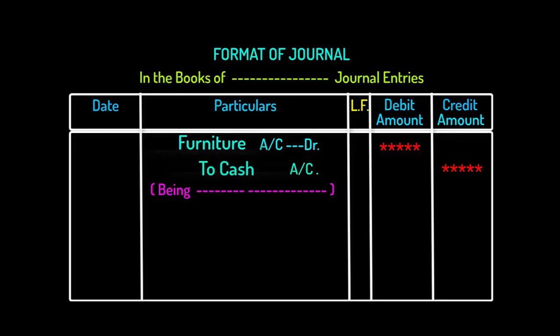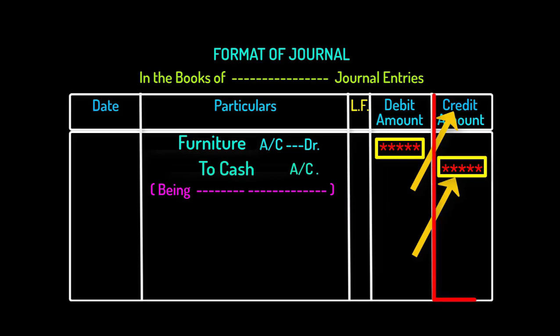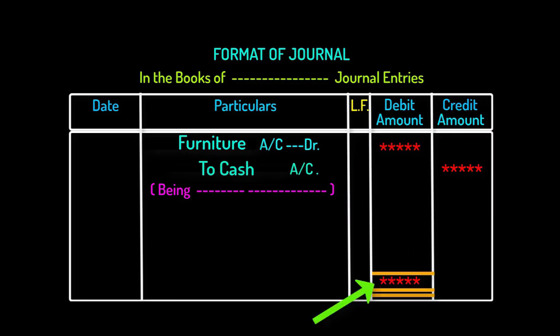Do remember the amount that we will debit here in this column, exactly the same amount we will have to credit here in this column. That means the total amount of this debit side must be equal to the total amount of this credit side. This is called double entry system. In accounting, we have to follow this system.